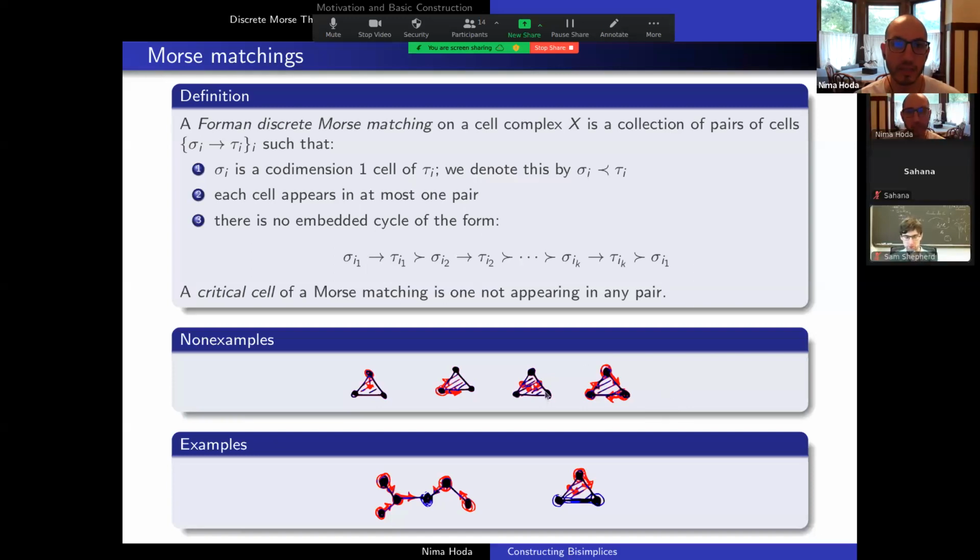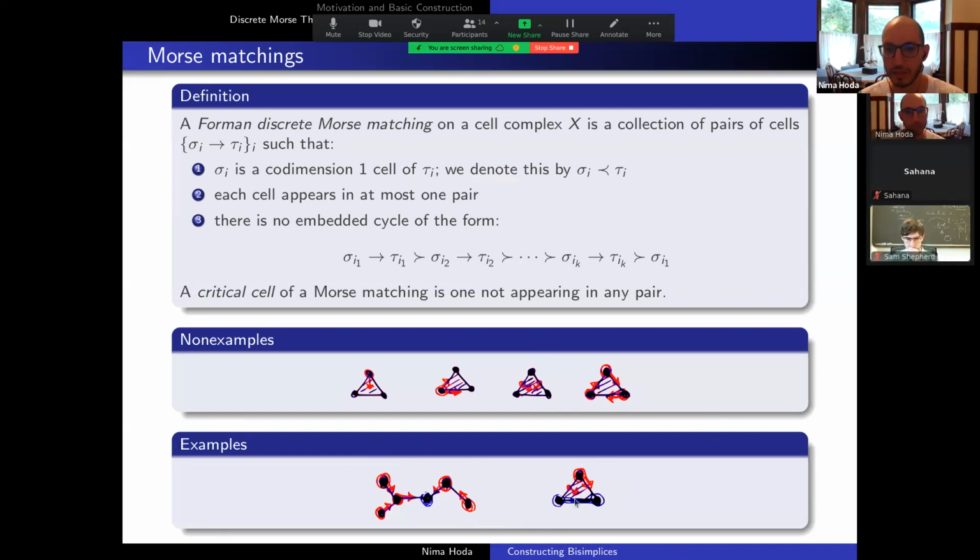And in the last case here, we have a cycle. So we violate the third condition. So that's a vertex, and then we're following a matching edge. Now we're going down to a face of one lower dimension, and we're following a matching edge, and so on. And then we close into a cycle. So that's not allowed. And at the bottom here, we have a few examples of things that are Morse matchings. The critical cells are indicated in blue. So on the left, we have a single critical cell, it's a vertex. On the right, we have 3 critical cells, an edge, and 2 vertices.